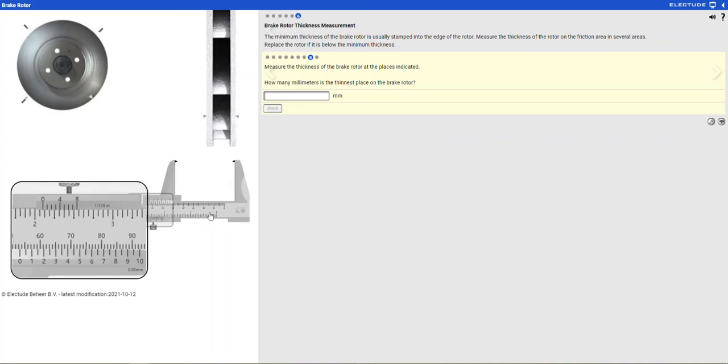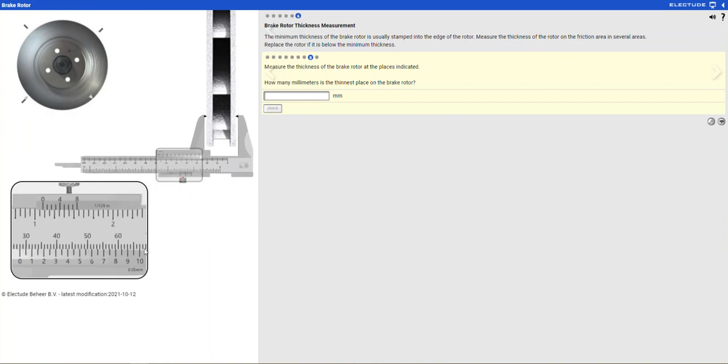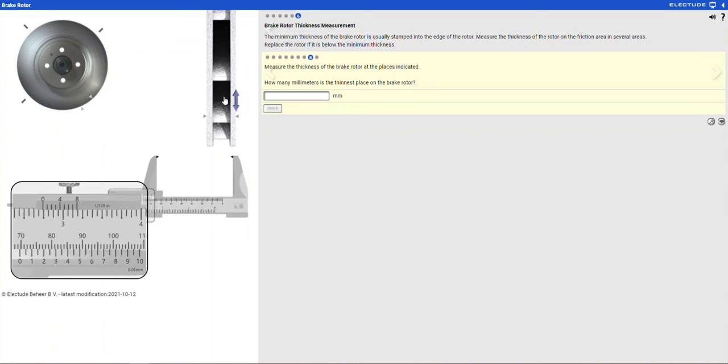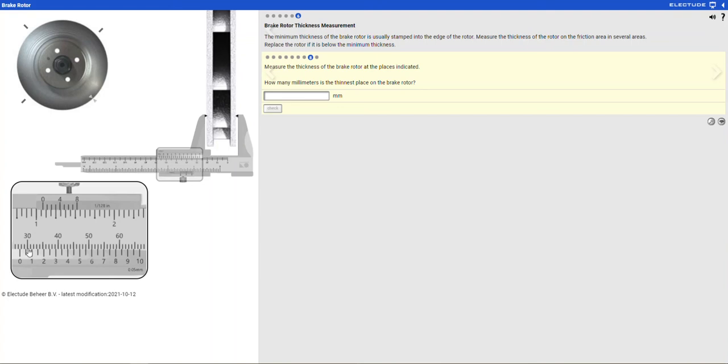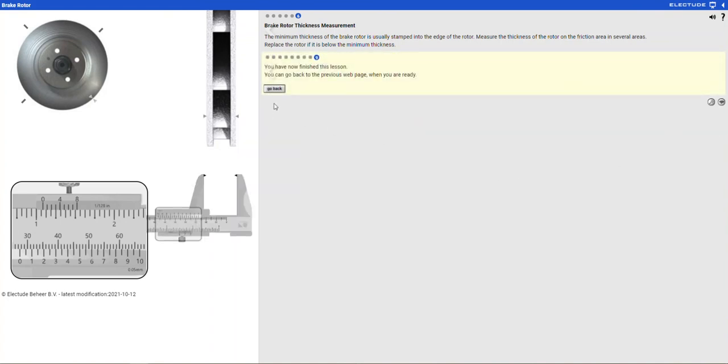Move the rotor to the next location. Looks like we have 28 on the nose, so 27.55 is still our thinnest. And my last measurement point, looks like 27.55 seems to be our thinnest spot on this rotor. And again, that's under spec. This rotor needs to be replaced. We've finished the lesson. We can go back to our next module.